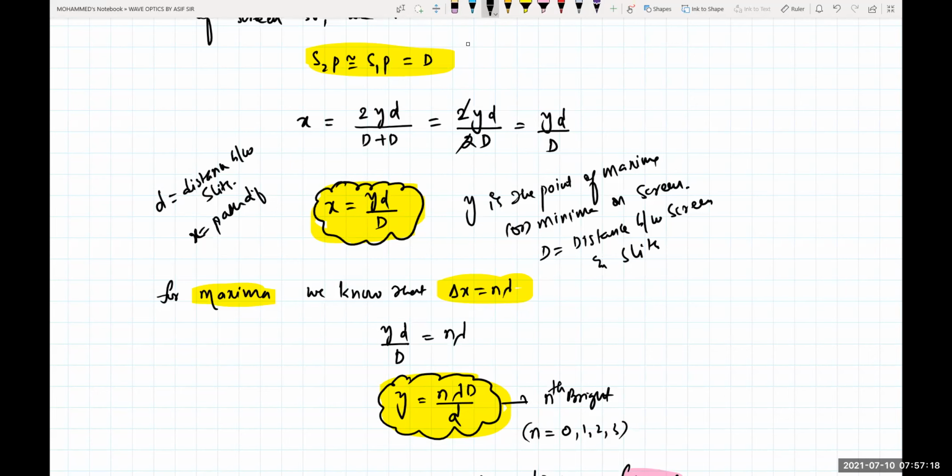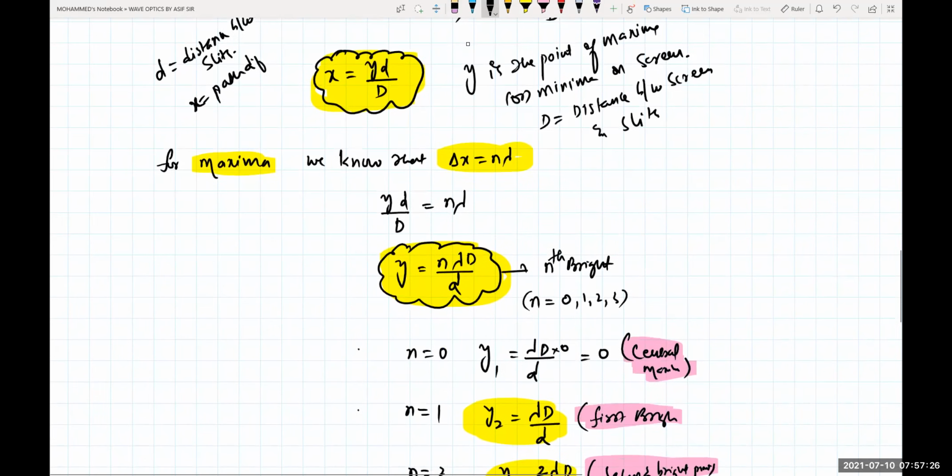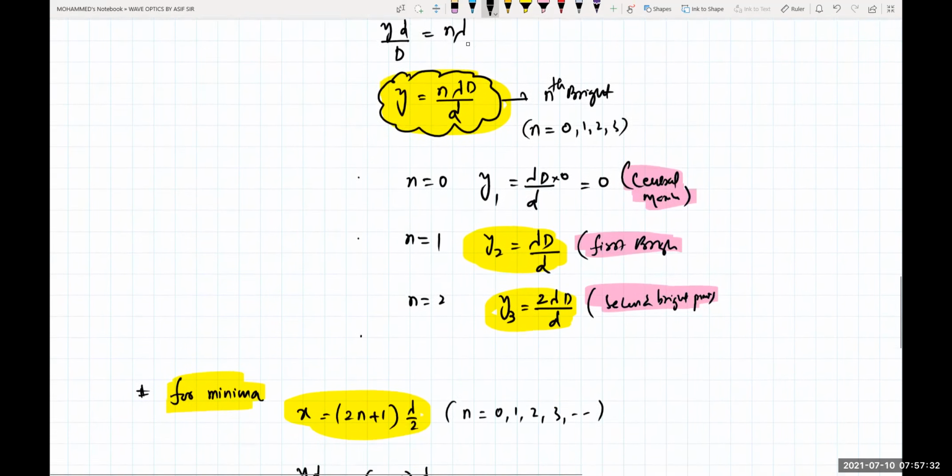So the general formula is Y is equal to n into lambda into capital D divided by small d. If I take n equal to 0, we get the central maxima. Then n equal to 1 is the first bright, n equal to 2 is the second bright, like that.